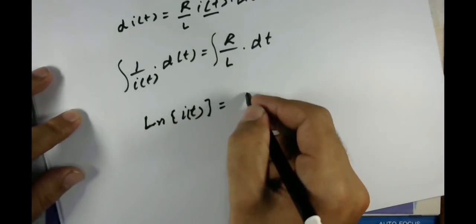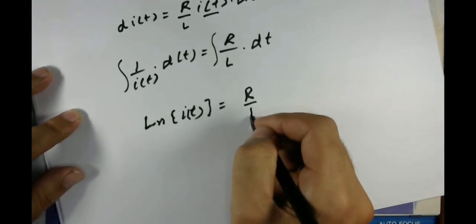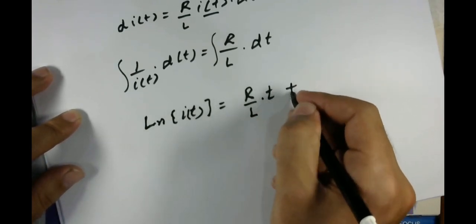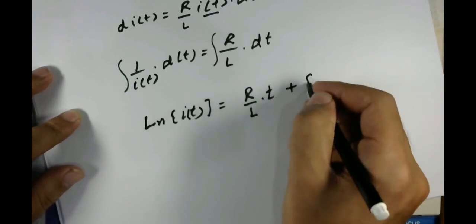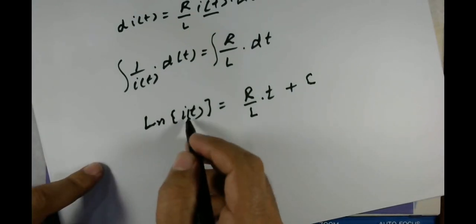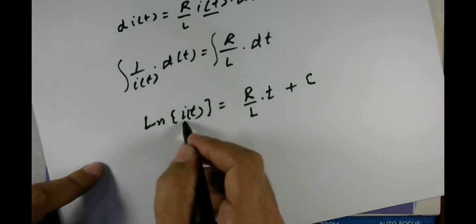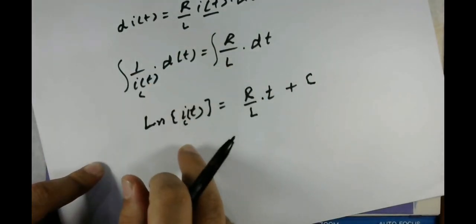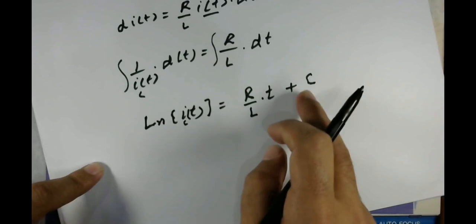Okay, and here you will get R by L into t. And you remember when you solve an integral, you put here an integration constant c. Okay, now this is a natural log, but we just need i_c of t. Okay, so you remember we are getting the complementary solution over here.